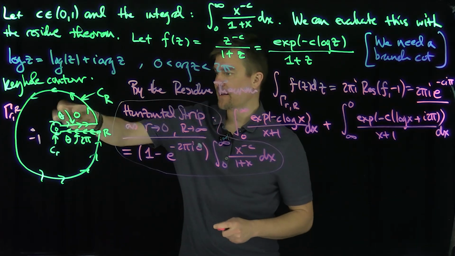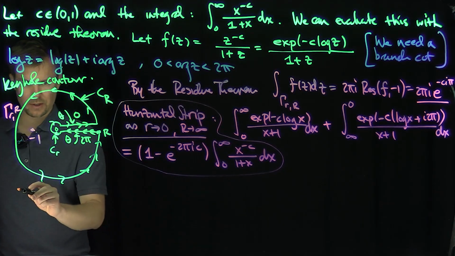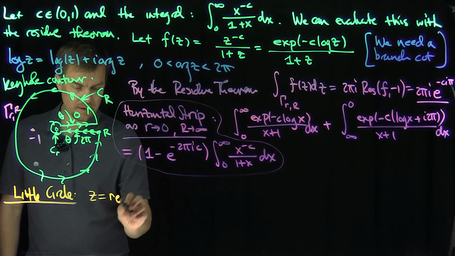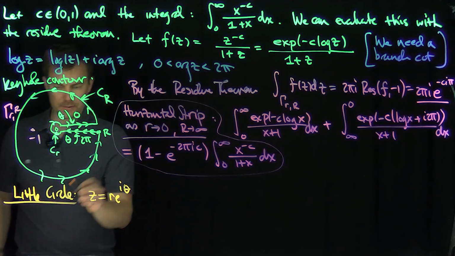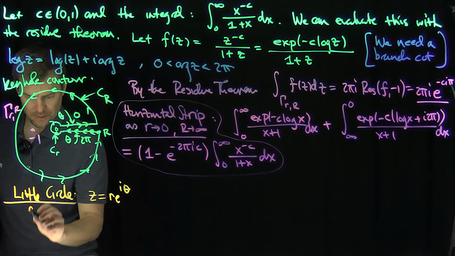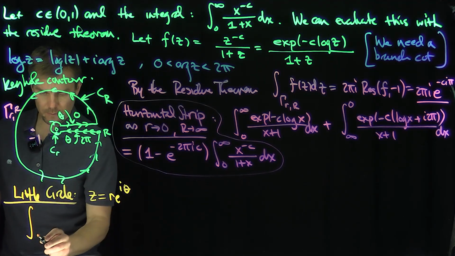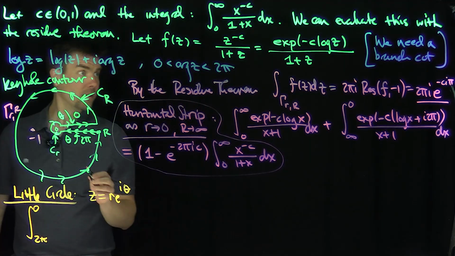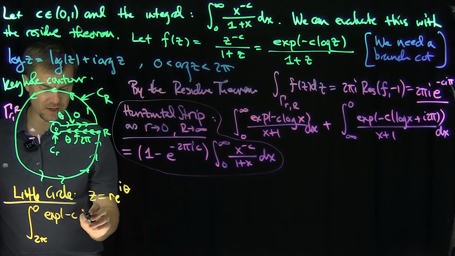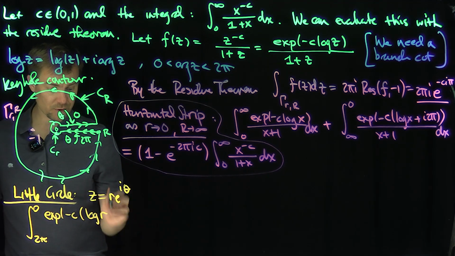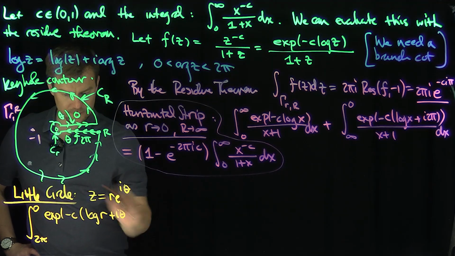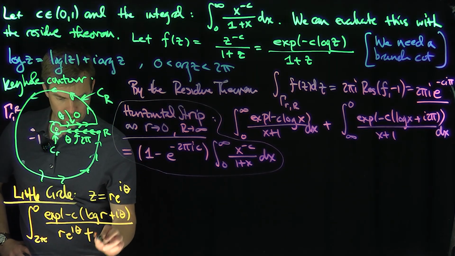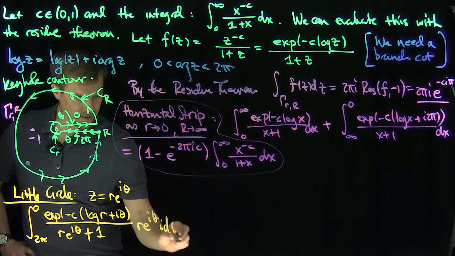Now I'd like to estimate the portions on the big circle and on the little circle, right? So let's do the little circle first. So on the little circle, what's z equal to there? z is equal to r e to the i theta, like that. And so what is your integrand going to look like? You're going to have the integral, going from 2 pi to 0. Then you have to plug in the exponential of negative c, and then log of the modulus over here, which is going to be r, right? Because that's what you're in that little circle, plus i theta, right? Good. Over, what's z equal to there? z is equal to r e to the i theta plus 1, and then r e to the i theta times an i d theta, right?